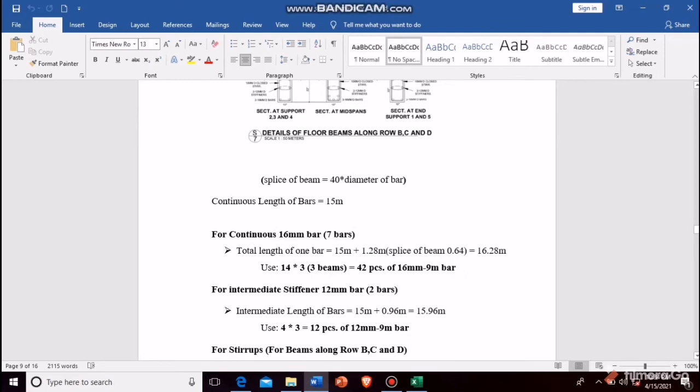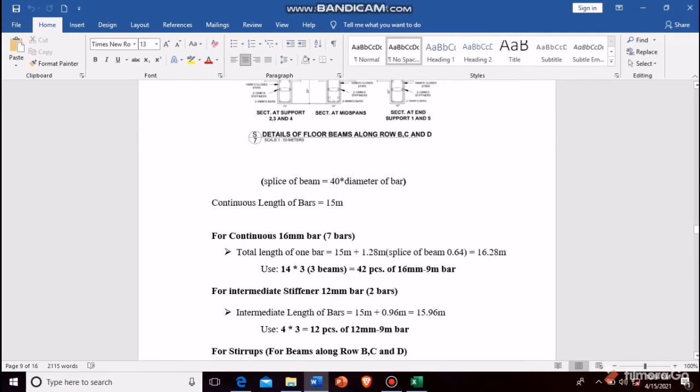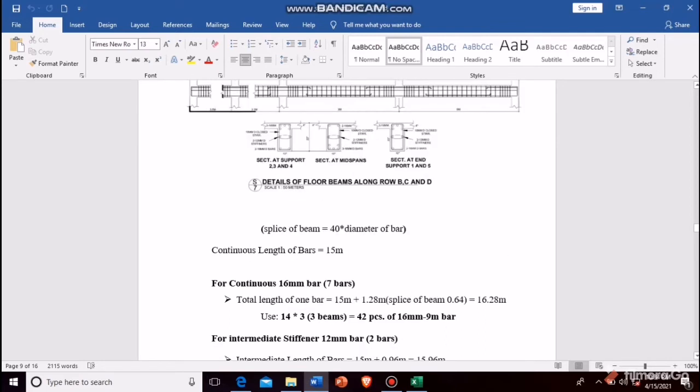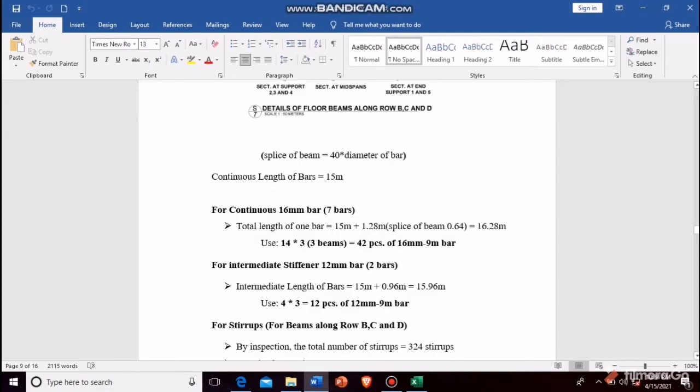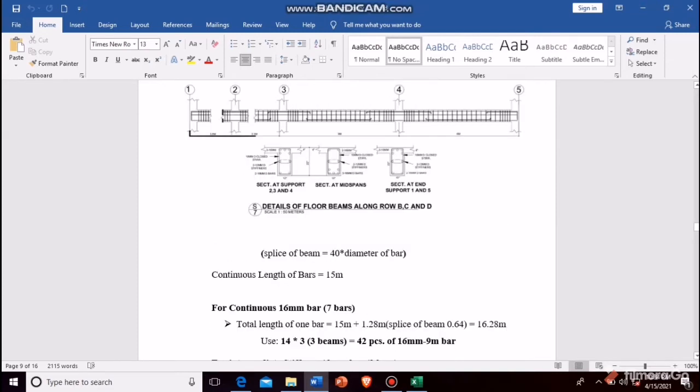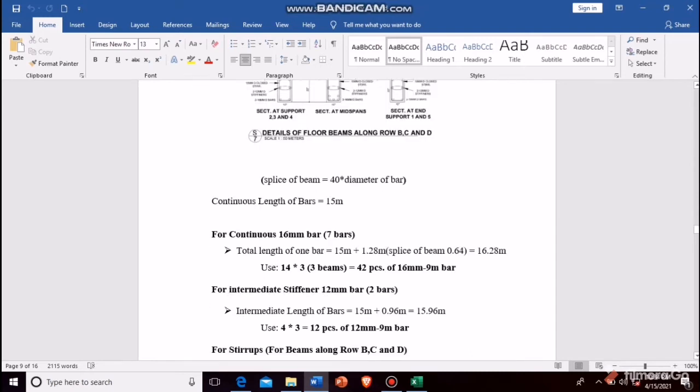So continuous length of bar, that is 15 meters. So gipit lang ako continuous para dali siya calculate, pero I know expensive siya. So I assume nga continuous na lang siya para dali ma-calculate. So total length of one bar is 15 meter plus 1.28 meter. Kanang 1.28 is splice sa beam, and total length of bar is 16.28 meter.